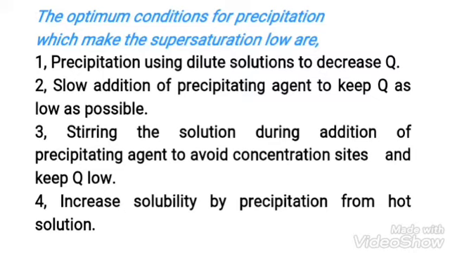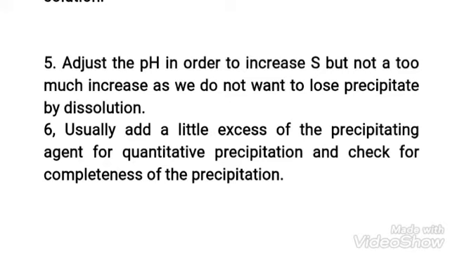4. Increase solubility by precipitation from hot solution. 5. Adjust the pH in order to increase S but not too much increase as we do not want to lose precipitate by dissolution. 6. Usually add a little excess of the precipitating agent for quantitative precipitation and check for completeness of the precipitation.